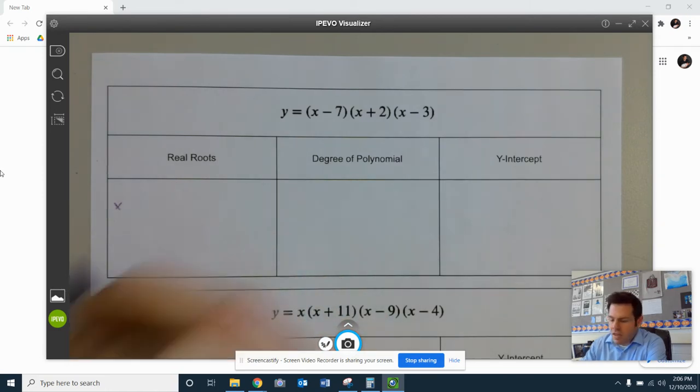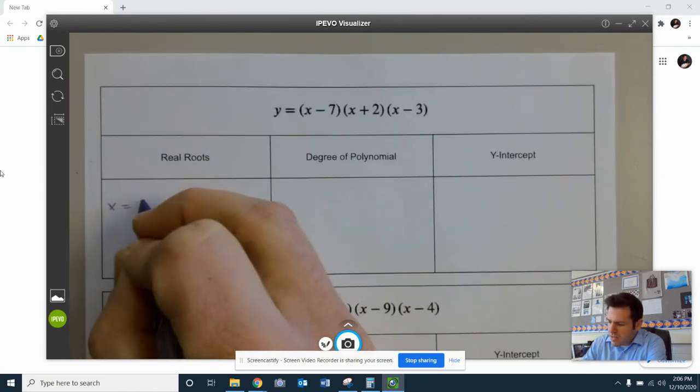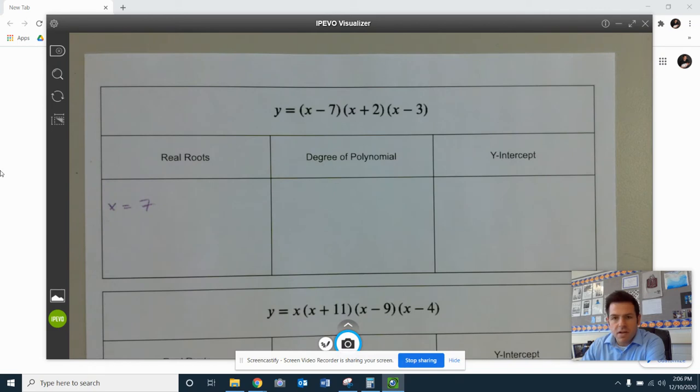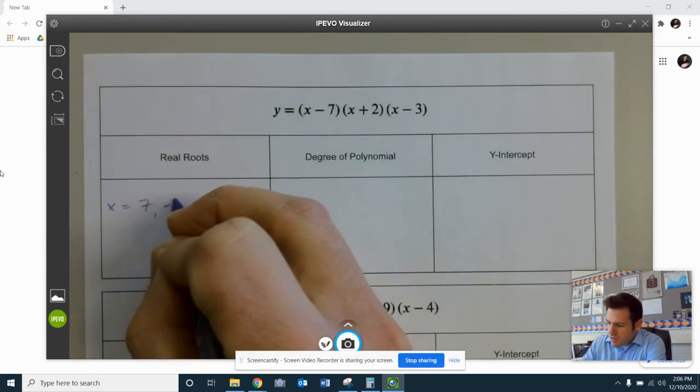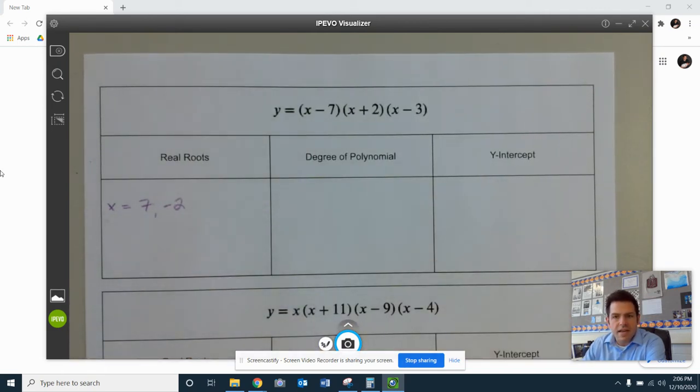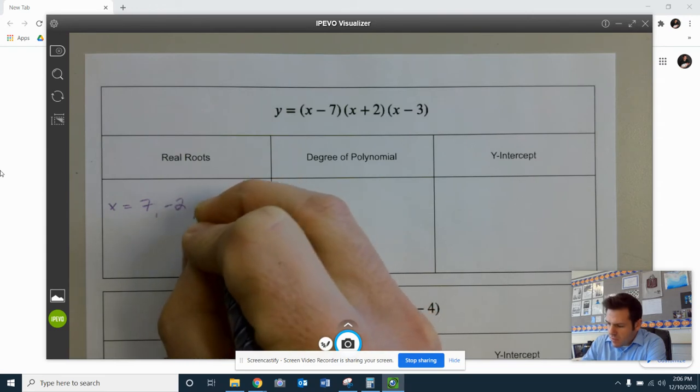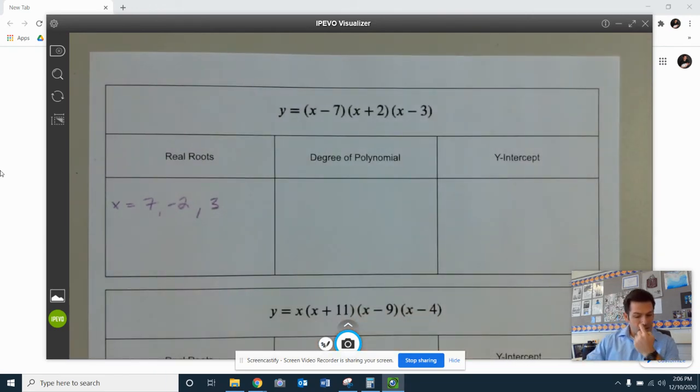So I know that my x value is here. If I have x minus 7, it should be positive 7. If I have x plus 2, it should be negative 2. And if it's x minus 3, I should have positive 3. I'm not trying to really get too crazy with that. That's something that is pretty familiar to us.